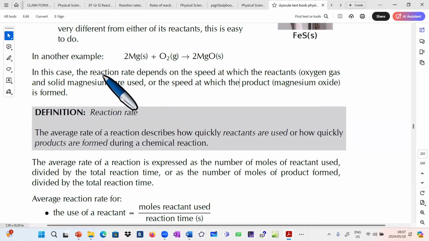So the rate is about speed. The reaction rate is about speed. What speed are we talking about here? There are two speeds we're speaking about, because we have either reactants or products. So the speed at which the reactants are used, or the speed at which the product, which is magnesium oxide, is formed. Two things: reactants and products, and the reaction rate depends on the speed at which the reactants are used, or the speed at which the product is formed.